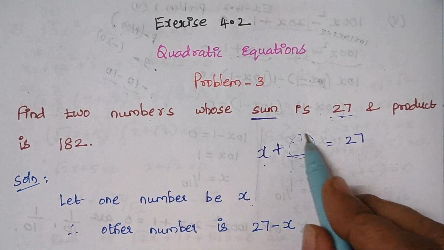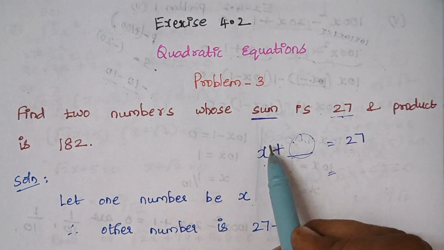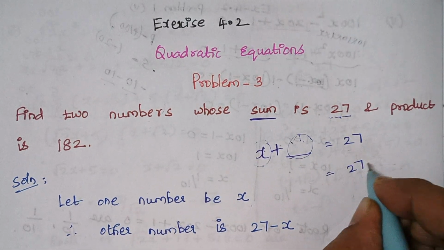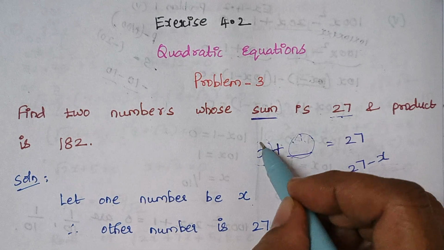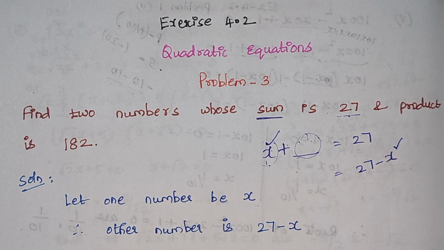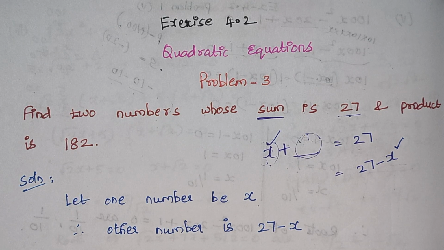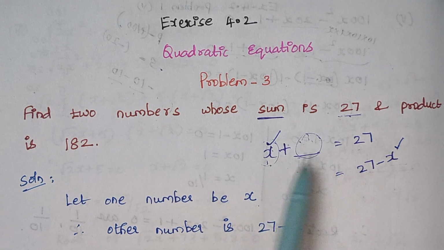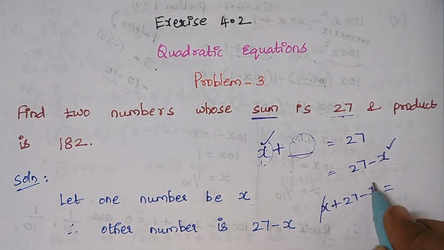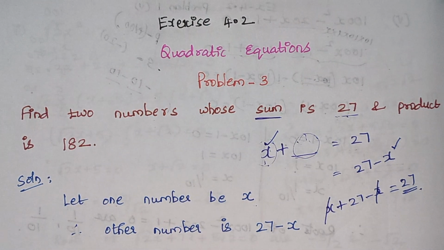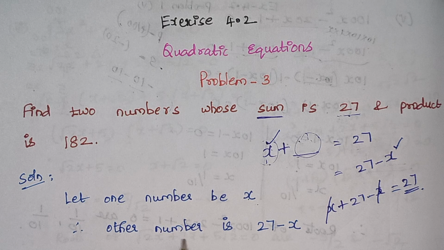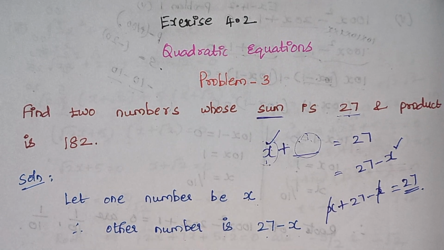Now, how to find this number? This unknown number can be found by moving this x to the right hand side. So when you move x to the right hand side, it is 27 minus x. So one number is x and the other number is 27 minus x. Can you understand this? This is the baseline. When you add these two numbers, x plus 27 minus x, these two get cancelled and the answer will be 27. So let one number be x and the other number be 27 minus x.